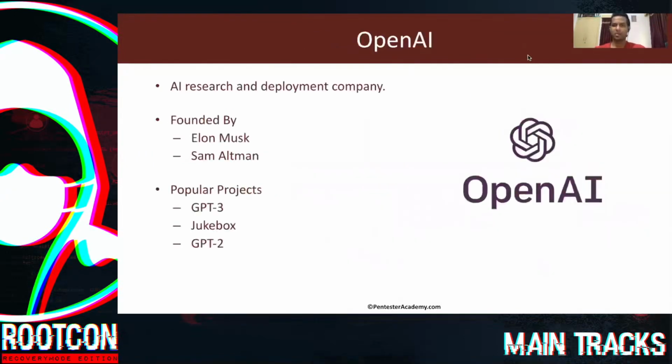So before we get into OpenAI's GPT-3, a little bit about OpenAI. OpenAI is an AI research and deployment company. It was founded by Elon Musk and Sam Altman. The popular projects for which the company is known for is GPT-3, which we'll take a look at in a couple of minutes. Jukebox. So Jukebox is a neural network which can generate music. GPT-2 was the predecessor of GPT-3.